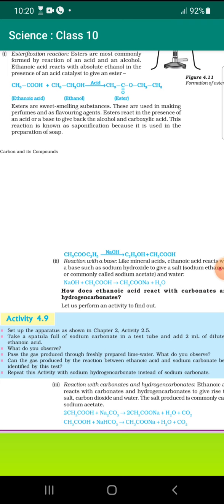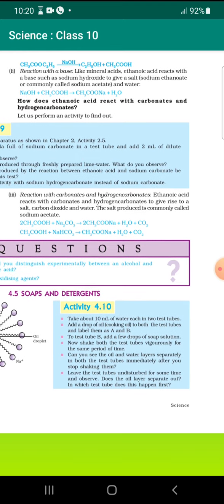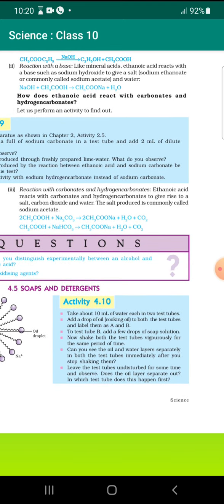Esters react in presence of an acid or base to give back the alcohol and carboxylic acid. This reaction is known as saponification because it is used in preparation of soap. Reaction with base. Like mineral acids, ethanoic acid reacts with a base such as sodium hydroxide to give a salt, sodium ethanoate, commonly called sodium acetate, and water.